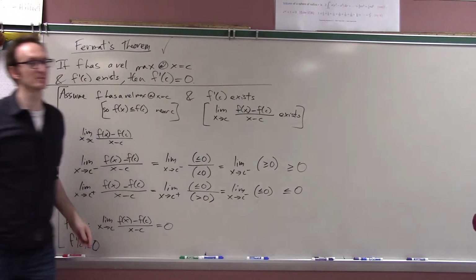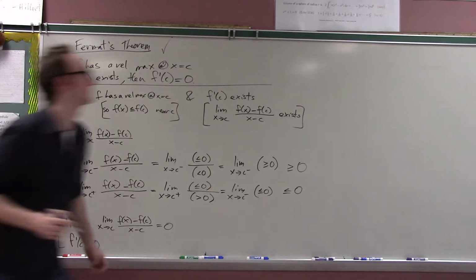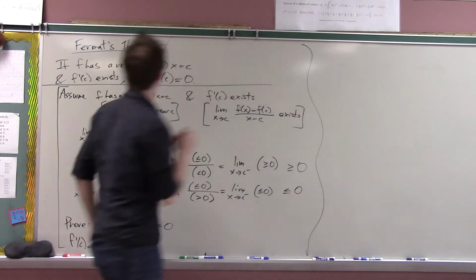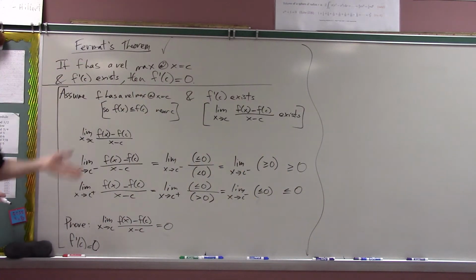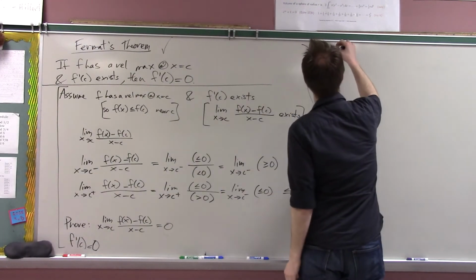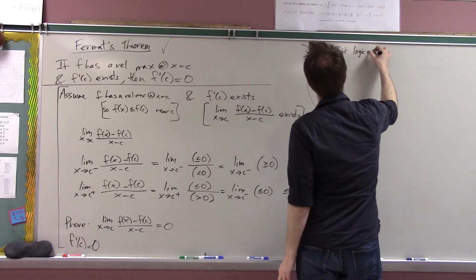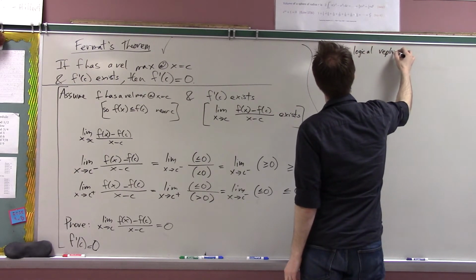How do we feel about this? All right, so this is pretty great. What is going on here is, again, Fermat's theorem says if I have a relative max and the derivative exists, then the derivative must be 0. I'm going to slightly rephrase it. This is a slight logical rephrasing of this statement.